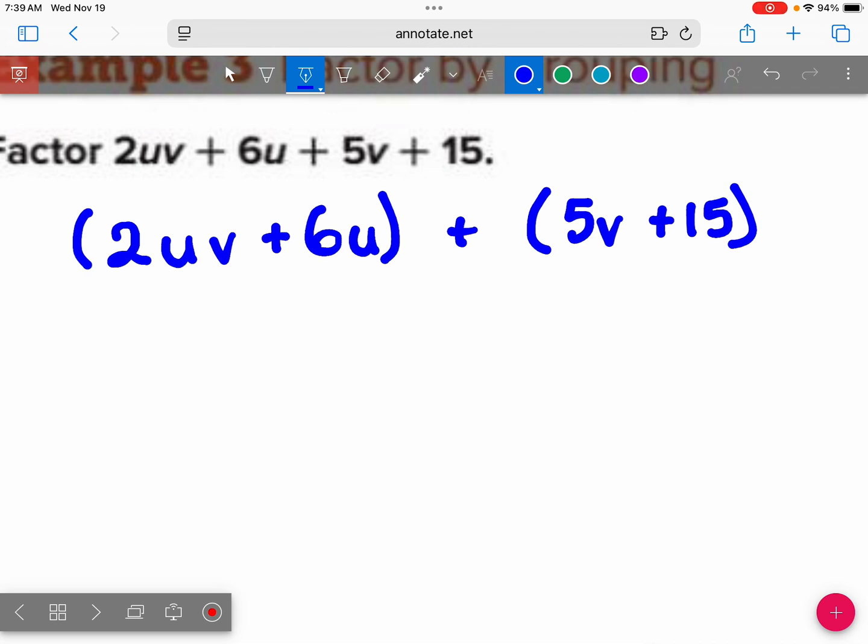Then what we want to do is look at each of these pairs and see what I can take out as a GCF. What do we have as a GCF on that first pair? 2 and u. So I can take 2u out of this first pair. What's left over when I take 2u out? v plus 3.